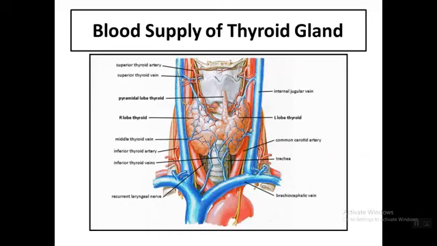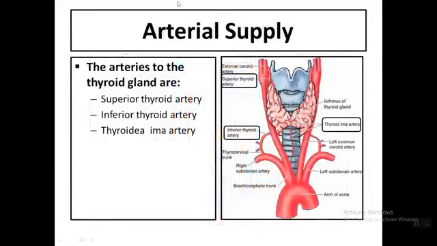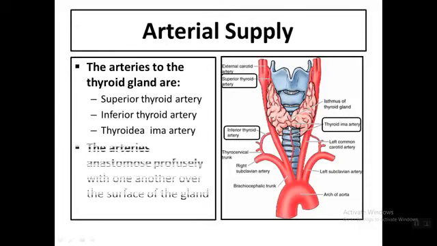Now we come to an important subject, which is the blood supply of the thyroid gland. As we know, from this figure, the thyroid gland has a very rich blood supply, so it is a highly vascular organ. First, the arterial supply. We have the superior thyroid artery, the inferior thyroid artery, and sometimes another artery called the thyroidea ima artery. The arteries anastomose profusely with one another over the surface of the gland.